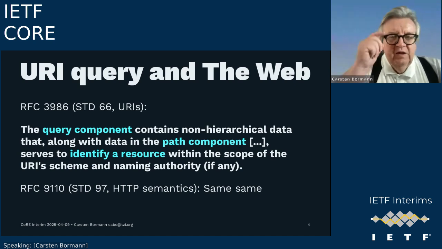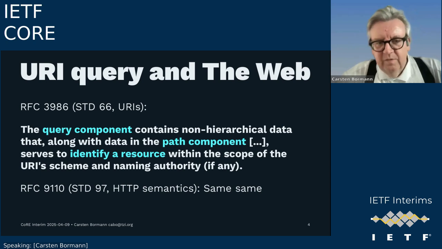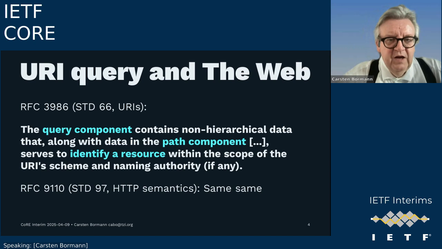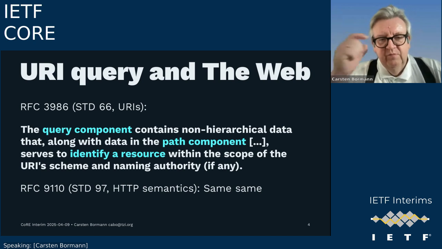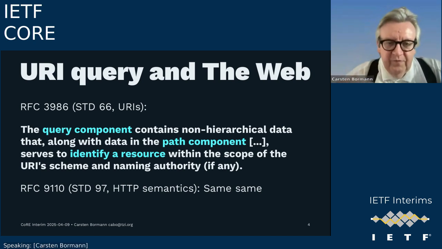Now let's look at the big web, or the web in general, and what Standard 66 says is that the query component contains non-hierarchical data along with hierarchical data, and the path component serves to identify a resource. So each time you change a query component, you get a different resource, even if as implementers, we may want to think about all these similar resources, or the resources identified by similar URIs, as the same thing, because we are all implementing them in one piece of code. But from a traditional URI point of view, this is a different resource.